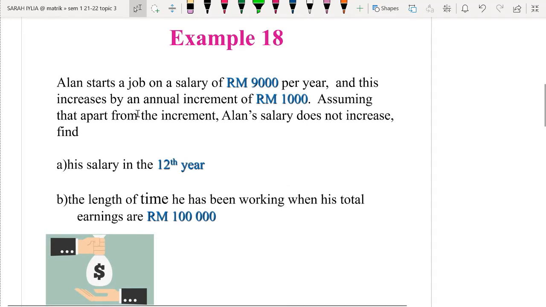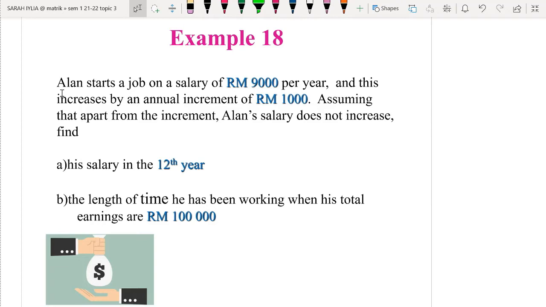Alan starts a job on a salary of 9,000 per year and this increases by an annual increment of 1,000. Assuming that apart from the increment, Alan's salary does not increase, find his salary in the 12th year. Part B, the length of time he has been working when his total earnings are 100,000. Okay, we go one by one.